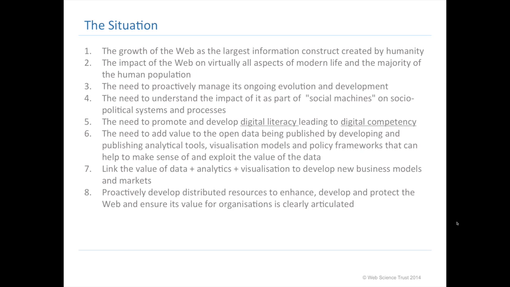That makes it a highly relevant target to understand its impacts and to understand what it's doing to our social and economic evolution. The web needs to be proactively managed as a resource.